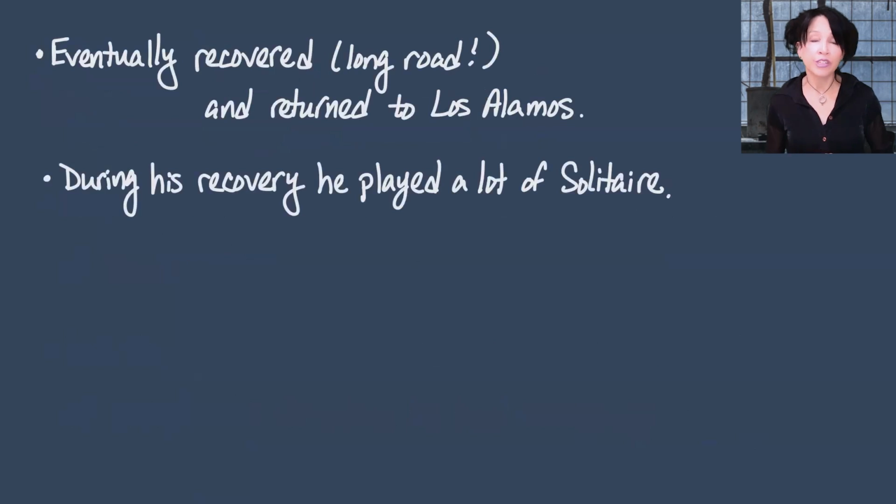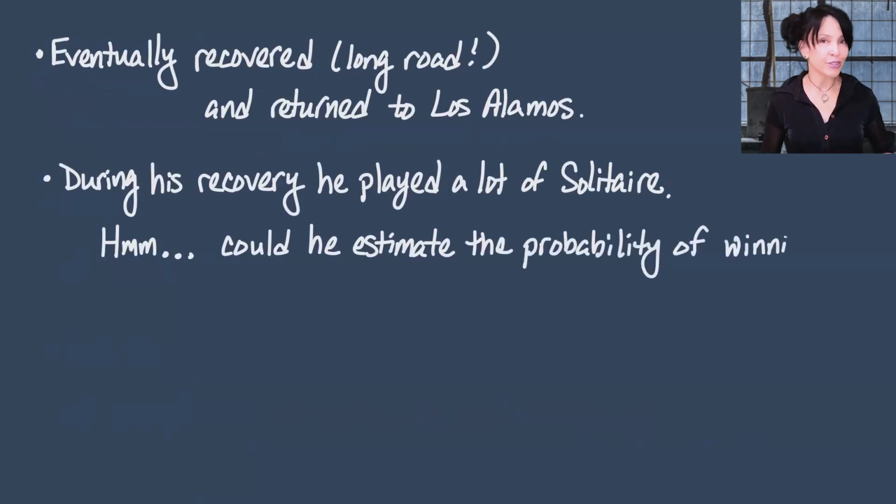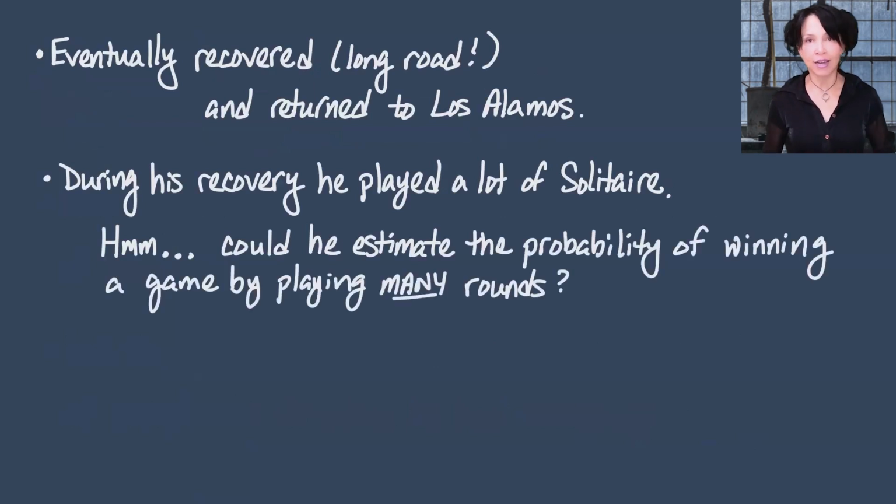But Ulam started to think about playing again and again and again. I wonder where he got that idea. I think he was playing an awful lot. And keeping track of the number of games won versus the number of games played so that he could estimate the probability of winning a game.